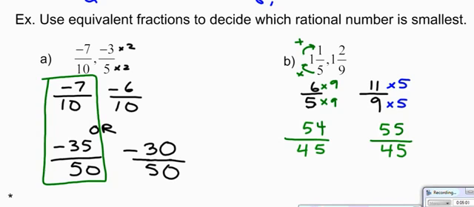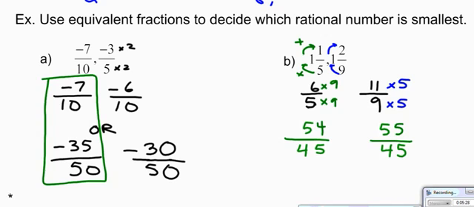Same thing on the right. 9 times 1 is 9, plus 2 is 11, 11 over 9. So we don't have the same denominators, we can't compare them, but we can multiply the fractions by the opposite denominator in order to compare. So we go 6 over 5 multiplied by 9, giving us 54 over 45, and then 11 over 9 times 5 to give 55 over 45.